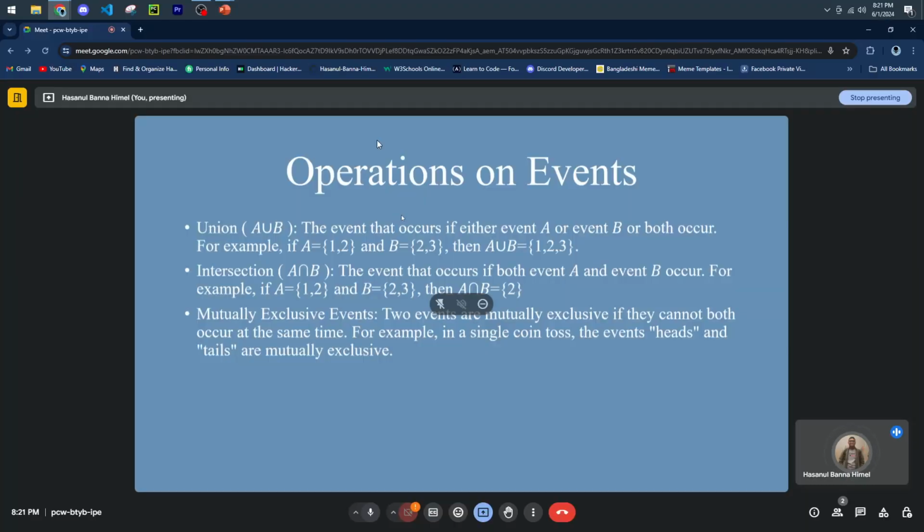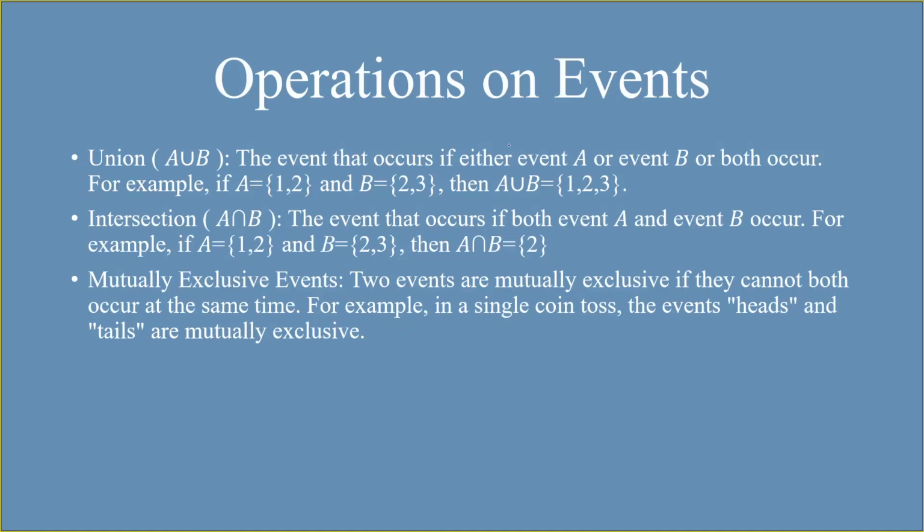There are some operations on events. It is the union, the intersection, and the mutually exclusive events. So what is a union sign? A union sign is denoted like this, and the intersection sign is just the same put upside down.